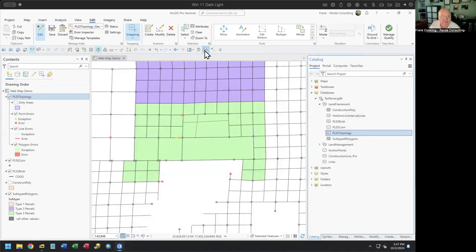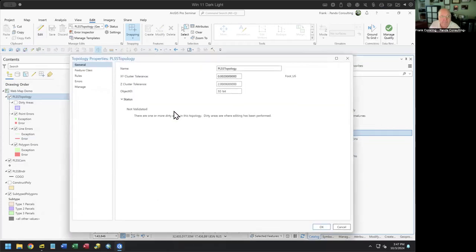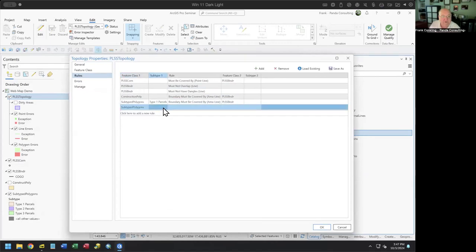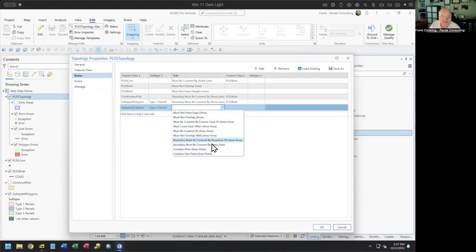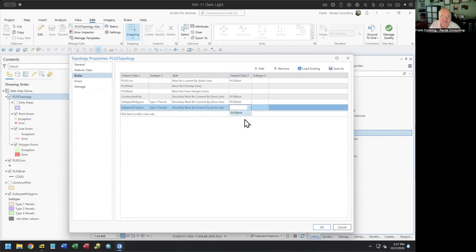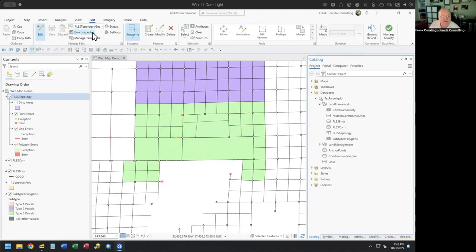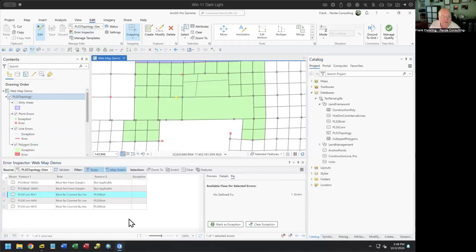Oh, it's being edited. Sorry. Let's go and stop that edit and add that. This is a new subtype. Type number 3 must be covered by the boundary, by the lines of here. All right, let's start editing again. Let's look at our error inspector, and now let's validate again and rerun it.